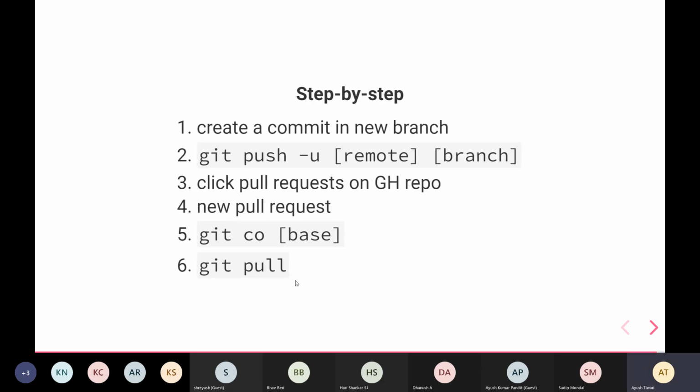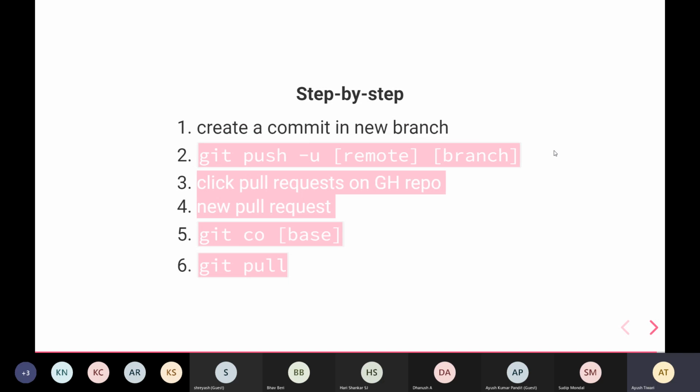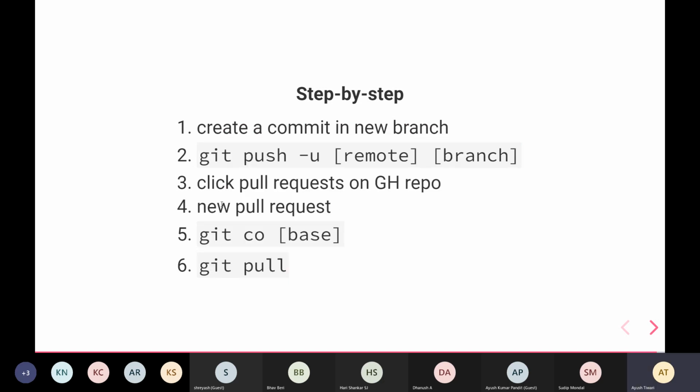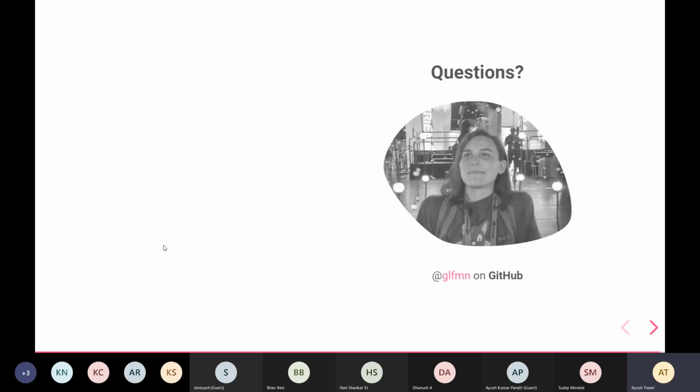So let's recap whatever we have seen till now. We create a commit in a new branch, and then we push that commit to the remote repository. We then see the pull request on the GitHub repository, and we can create a new pull request, and also we can merge the pull request or not. It depends on the owner.